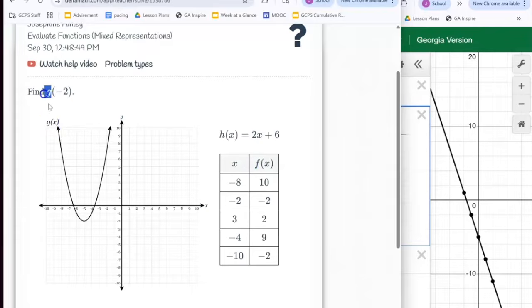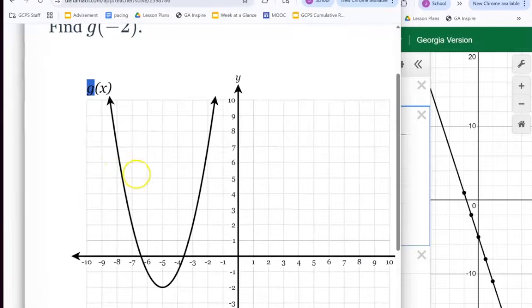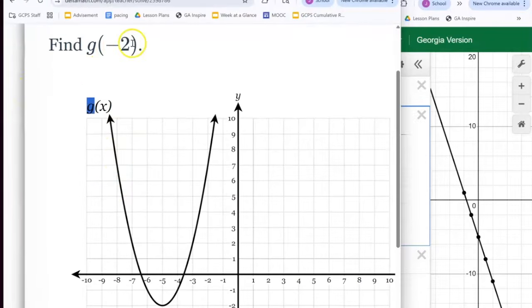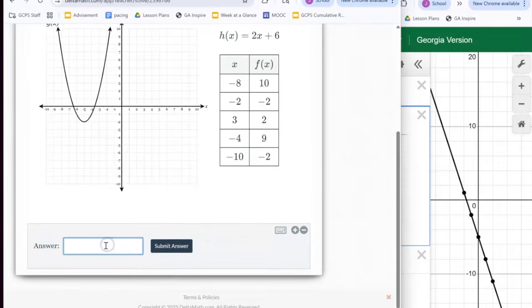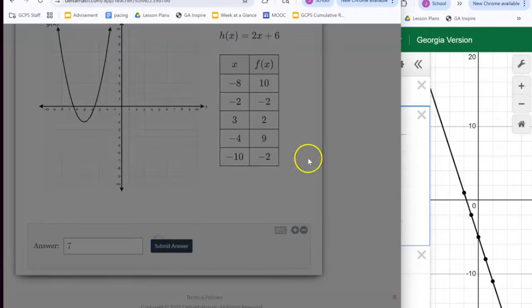So first I identify which function I'm looking at, which is this graph. Now that I'm at this graph, it says go to -2 on the x because it's in the parentheses. So here's the x, here's -2. Then how do I find my value? I go up to the graph, and then once I hit the graph, I go to the right, and g of -2 is 7. So that is how to evaluate from a graph. I'm actually going to do a few of these.